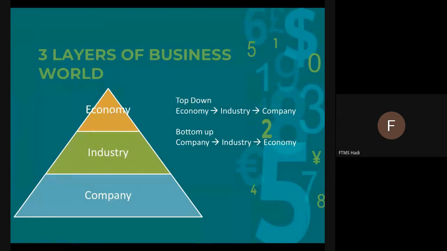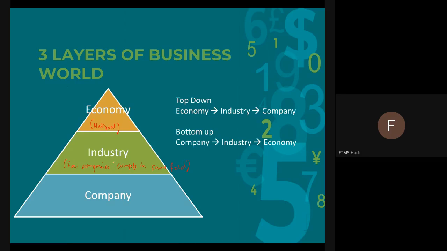In the business world, there are three layers. The first is economy, which represents national performance, national finance. And then industry, which is related to a few players, a few companies that compete in the same field. For example, banks.